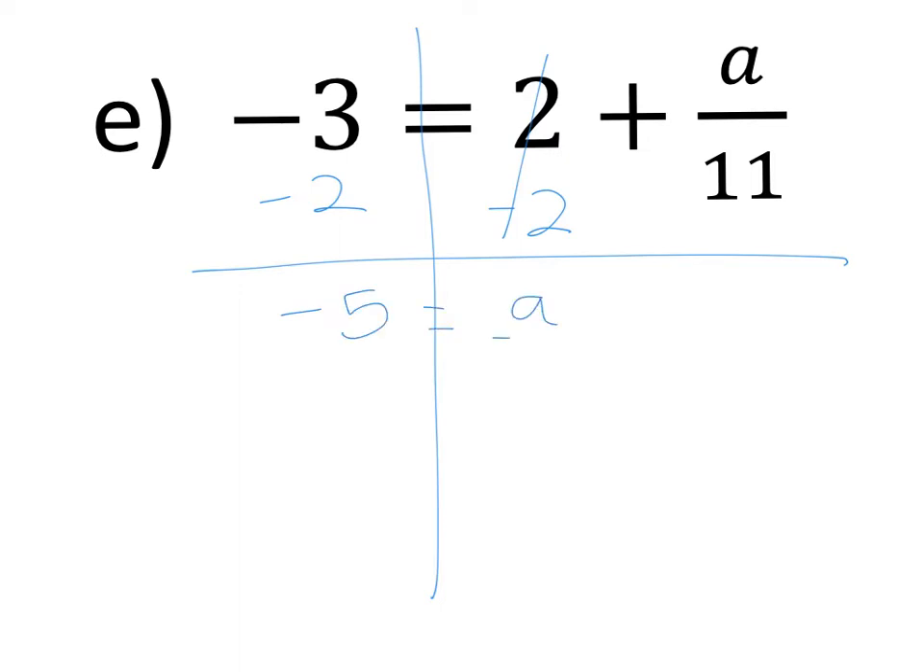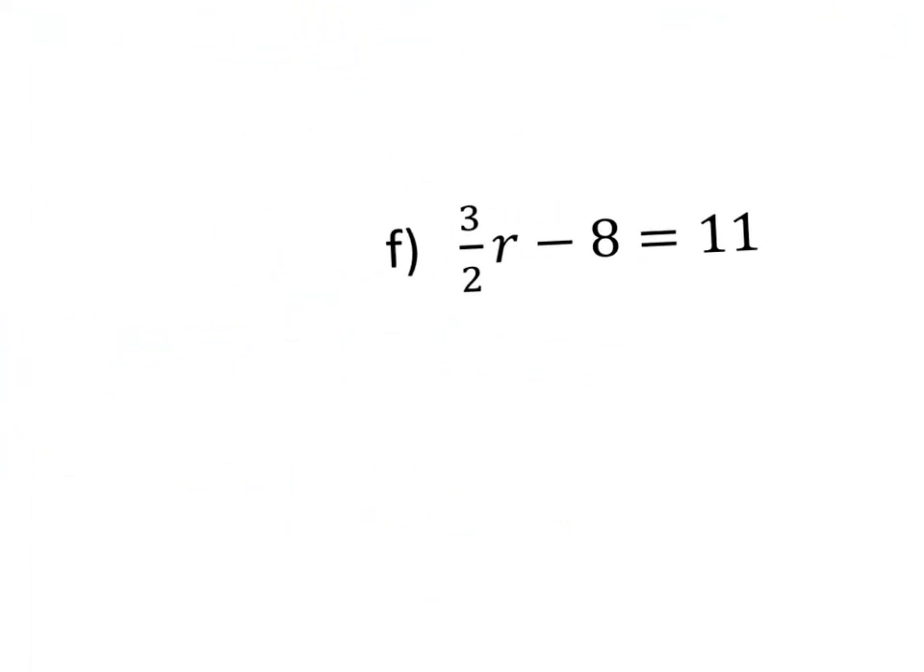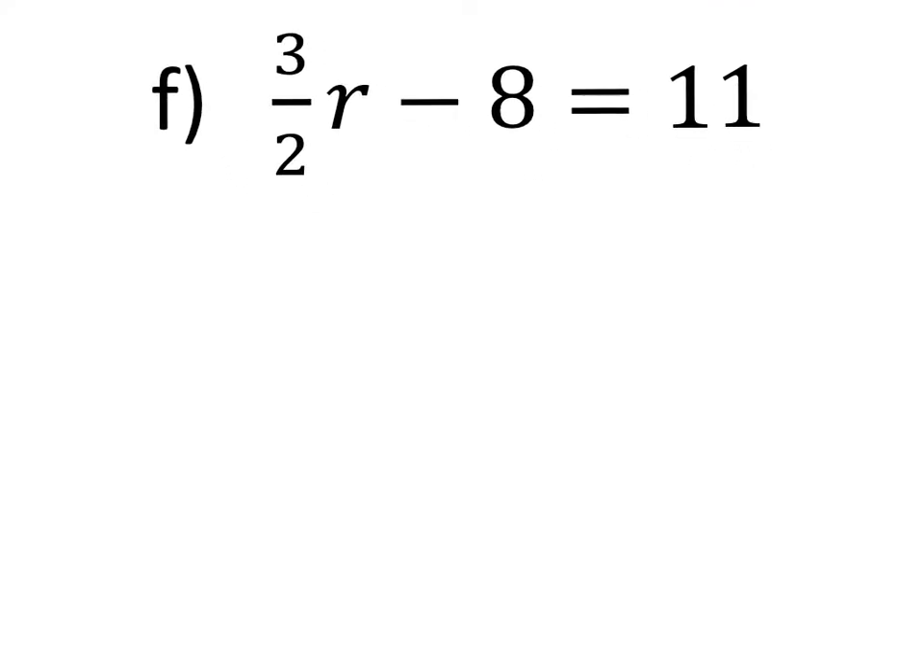And then on the right-hand side there, I still have the A divided by 11. Now to undo the division of 11, I'm going to multiply both sides by 11. So I'm going to end up with -55 equals A. And there's your answer. All right, I want you to pause the video and see what you can do with F here on your own.